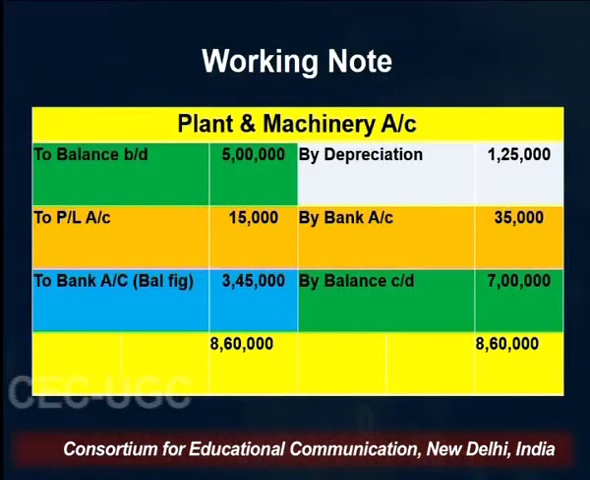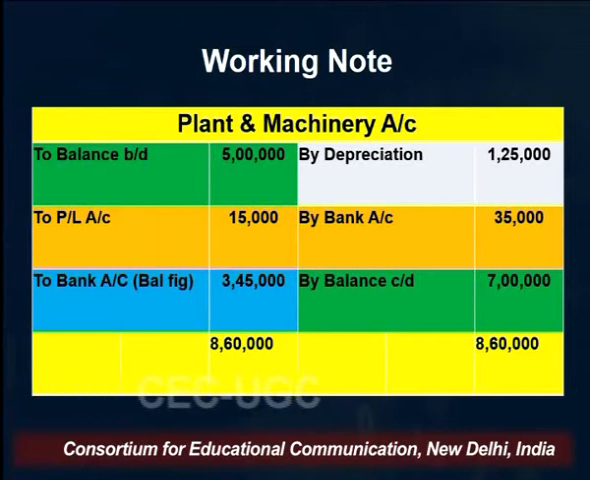Once depreciation is entered, the second transaction in the question says that you have sold a plant and machinery at 35,000, but its WDV was 20,000. Which means that the value of your machine was 20,000, but you sold it at 35,000. So your cash receipt is 35,000. So you will pass an entry: bank account debit 35,000, to plant and machinery 20,000, and the remaining 15,000 is your profit, which will go to profit and loss account.